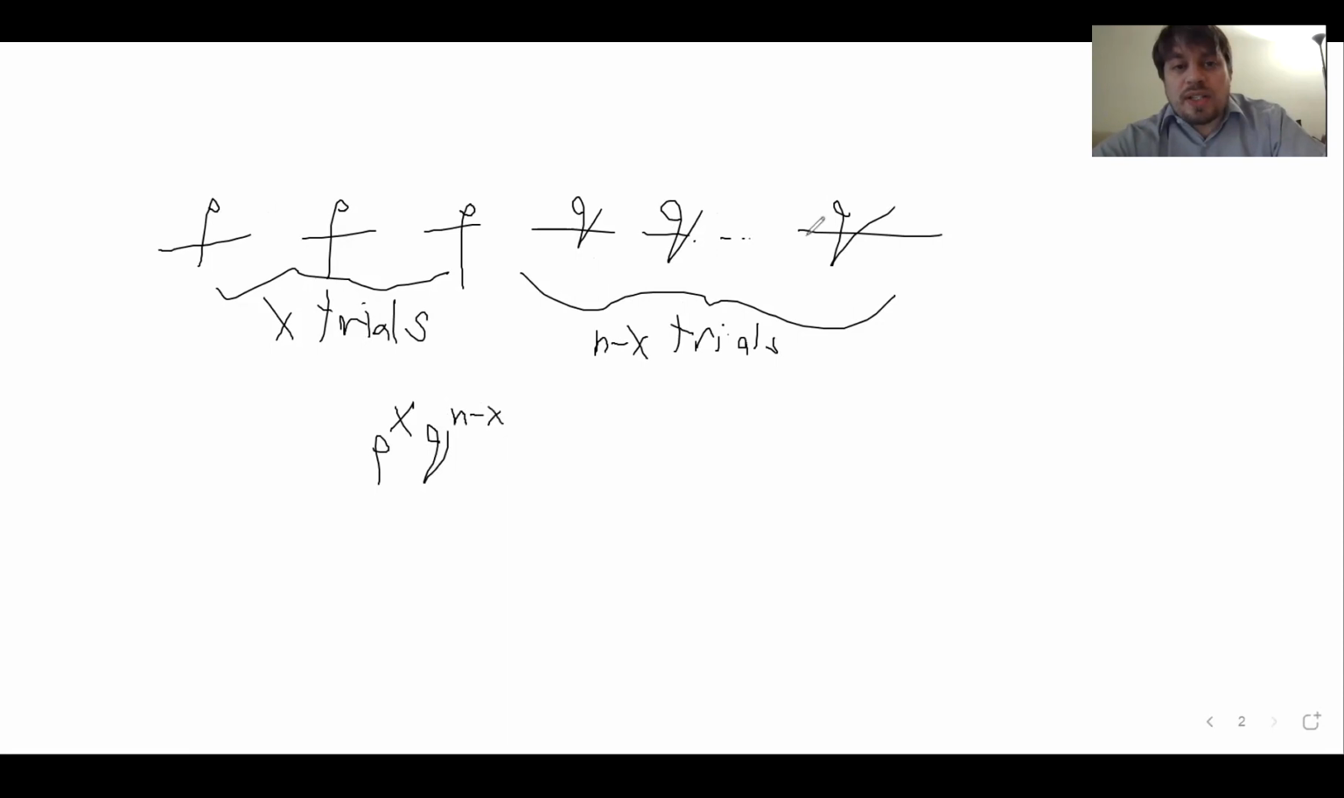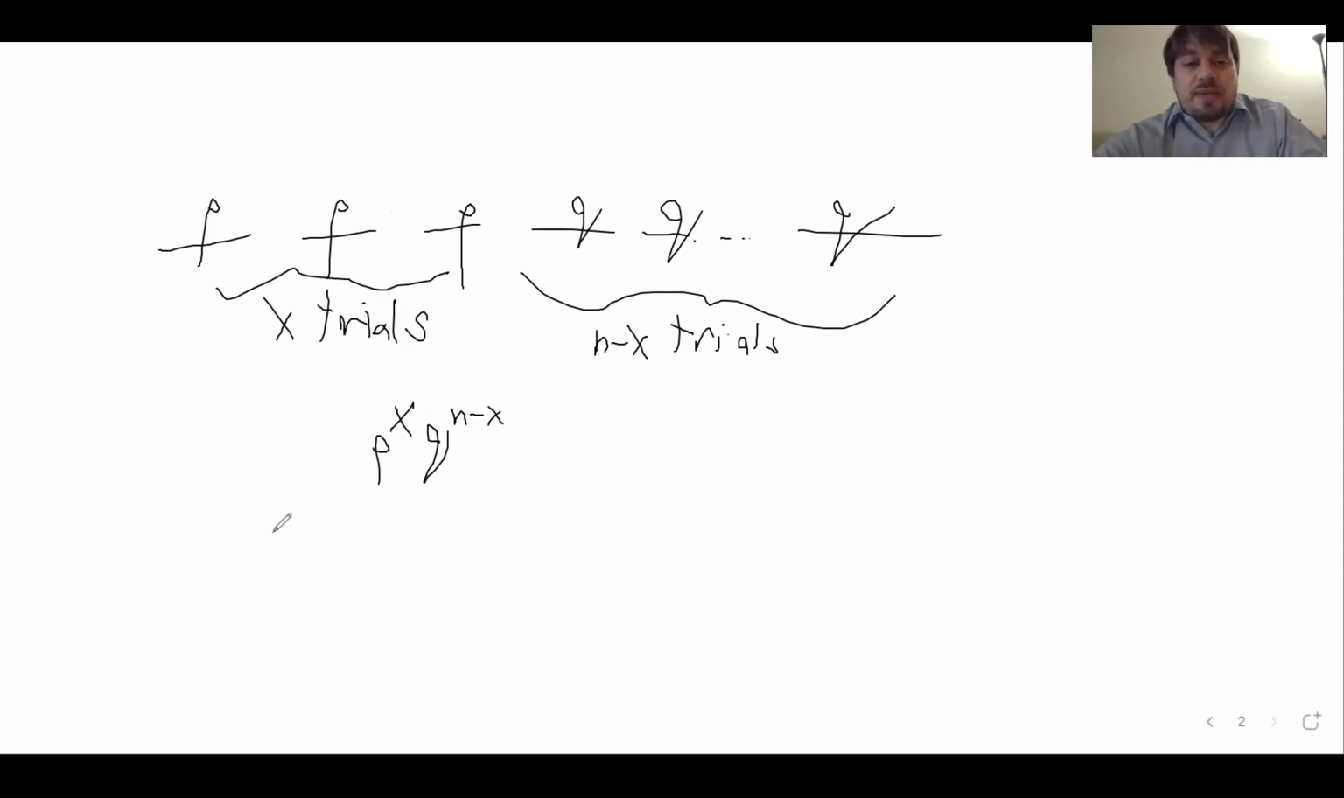Each Bernoulli trial is an independent event. And so the probability of all of these things happening is the product of their respective probabilities. So the probability of succeeding in all the first x trials and failing in the remaining n minus x trials is p to the x times q to the n minus x. Does that make sense so far? Yeah. Okay, this is one ordering.